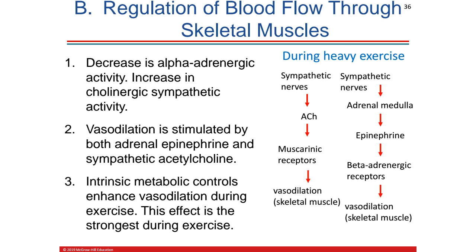Again, those are effects such as the release of adenosine, an increase in metabolites such as potassium and hydrogen ion, a decrease in oxygen, and an increase in CO2, all within the tissue. And it turns out of all these effects, that's actually the biggest one. So once someone's exercising really strongly, these intrinsic metabolic controls have the biggest effect in terms of leading to vasodilation and increased blood flow to active muscle.